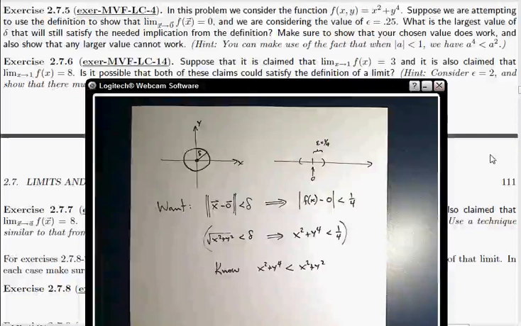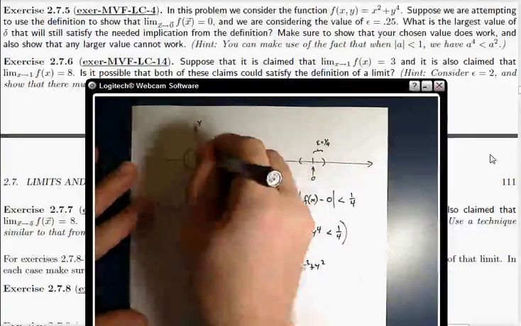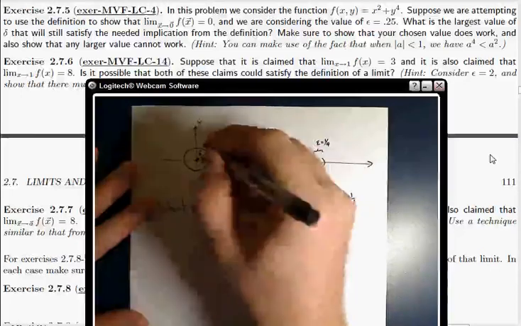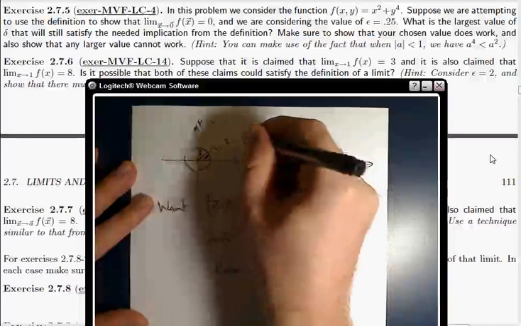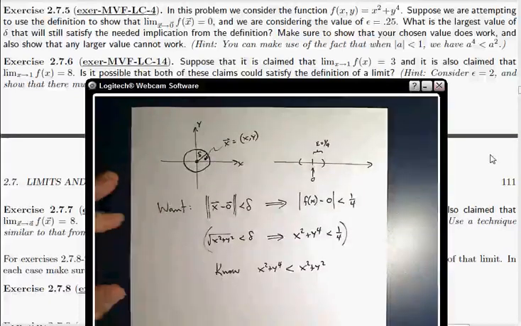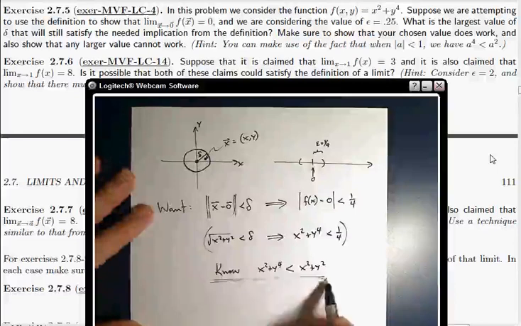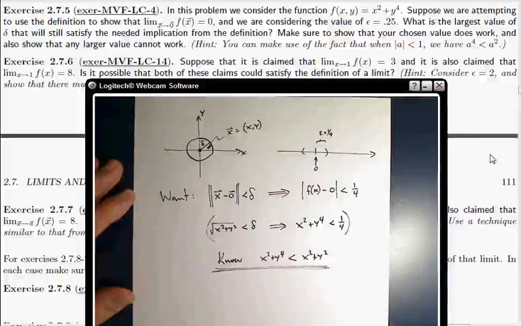Yeah. How'd you get the square root of x squared plus y squared? The square root of x squared plus y squared is the magnitude of this x vector. So I'm going to pick some x vector there. That's x, and it has coordinates x comma y. Oh. Yeah. Okay. So I know this. Okay, all right. So we're fine then.